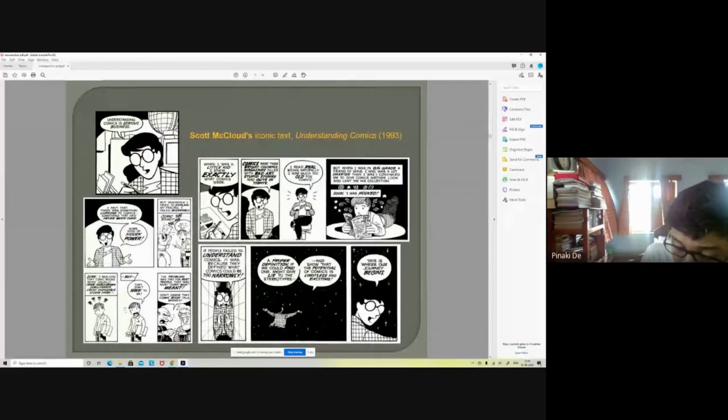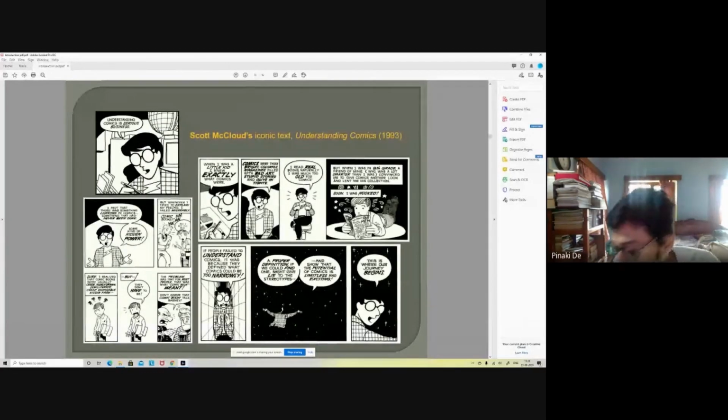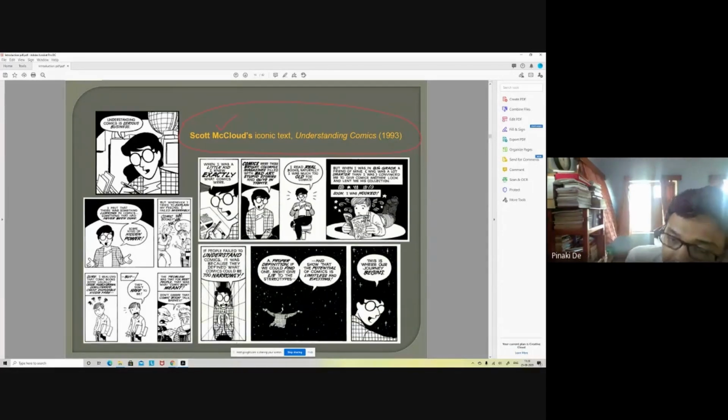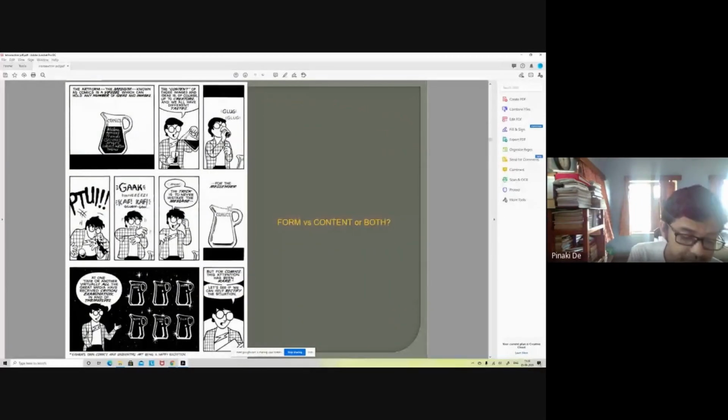Now let us move on to one book that I want you to know. Anybody who is starting off with comics should actually read this book called Understanding Comics, from 1993. This is written by a great comic artist called Scott McCloud. And very interestingly, the book is also in a comics format. So it is very interesting that the book is on comics, but is also written in a comics format. And in the book, he actually talks about the form per se.